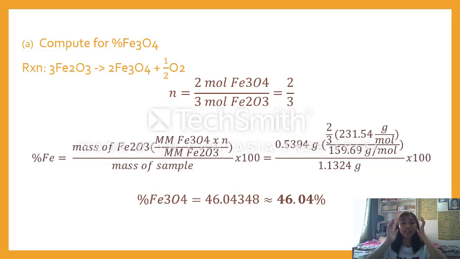So that is all. Mao na ang pagkuha sa percent na kung unsa tong gusto na makuha na percent analyte or kung unsa ang gi-ask sa problem. So we can create reactions para makabaw ta sa stoichiometric ratio. Ingana.